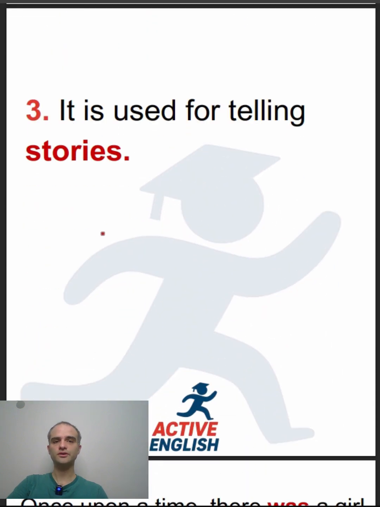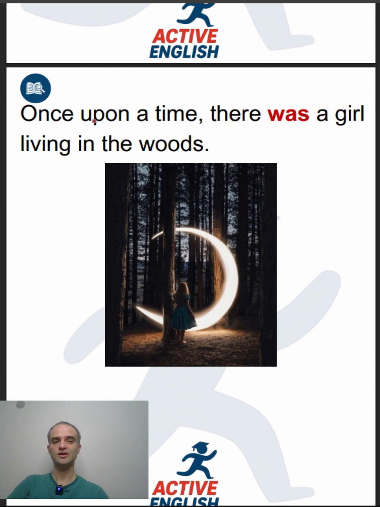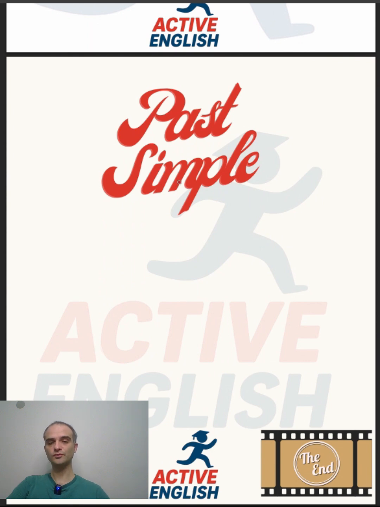So the third rule goes like, it is used for telling stories. It's quite understandable again, since it's a past simple tense. Once upon a time, there was a girl living in the woods. Since there was no action, was, the helping verb, was used here. And that's all for past simple.